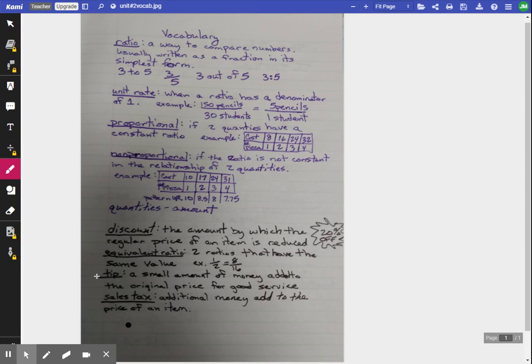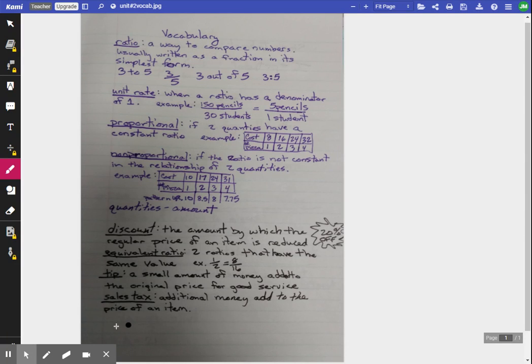A tip is almost the opposite of a discount because it's a small amount of money added to the original price for good service. Okay, so discounts are amounts of money taken away from the original price, whereas a tip is in addition to. Okay, and then sales tax. Sales tax is in addition to the money. You add that to the price of the item. The difference between a tip and sales tax, while they are both in addition to the original price of the item, a tip is your preference. Okay? Sales tax is not optional. If you live within the state of Washington, you are required to pay sales tax.